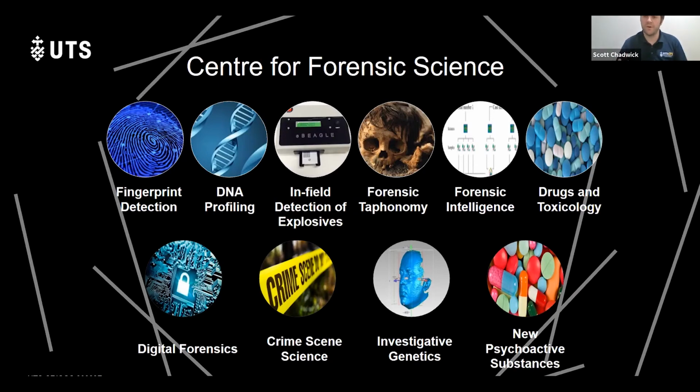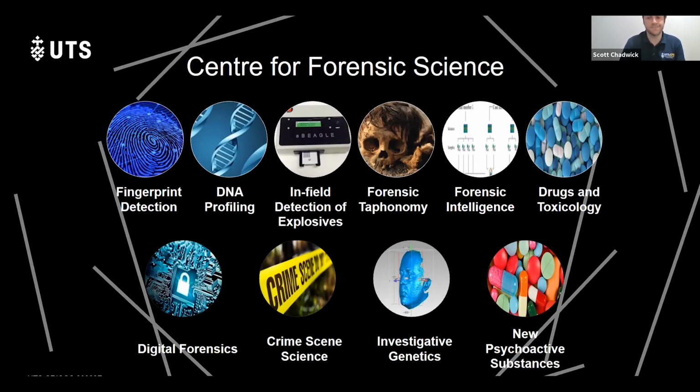We've got an area looking at forensic taphonomy, which is the investigation of human remains, or getting a better understanding of how human remains decompose over time, so we can help investigators establish a time of death. I've already spoken quite a bit about forensic intelligence and drugs and toxicology, so we have quite a few academics researching in those areas. And then down the bottom there, we've got academics looking at digital forensics and crime scenes, so helping to come up with more improved methods for the detection of digital traces and also recovering more traces from the crime scene.